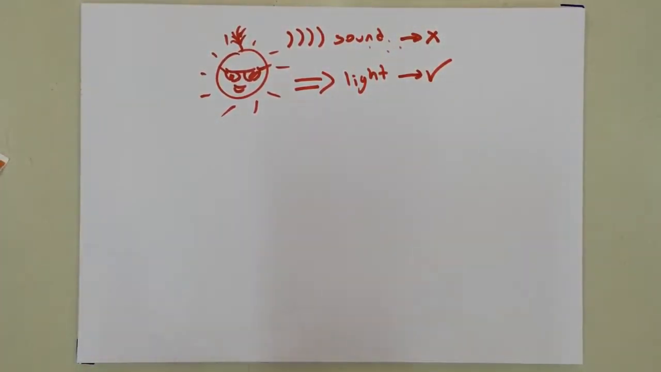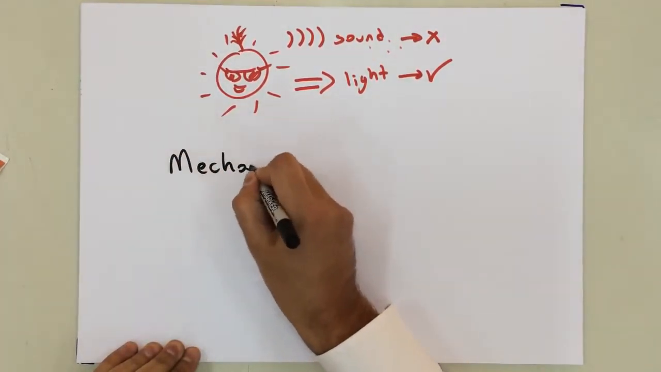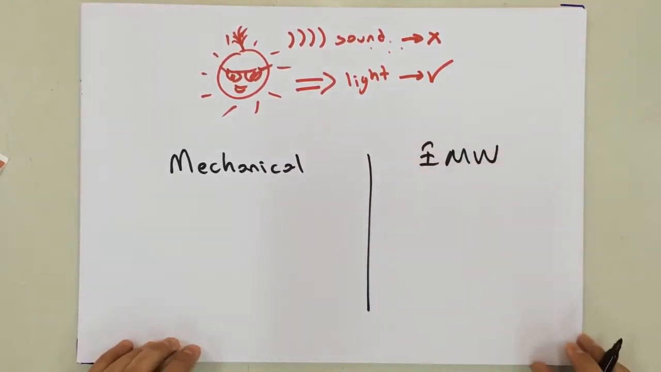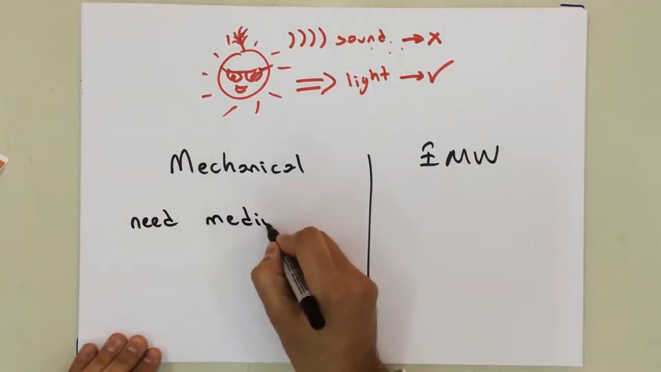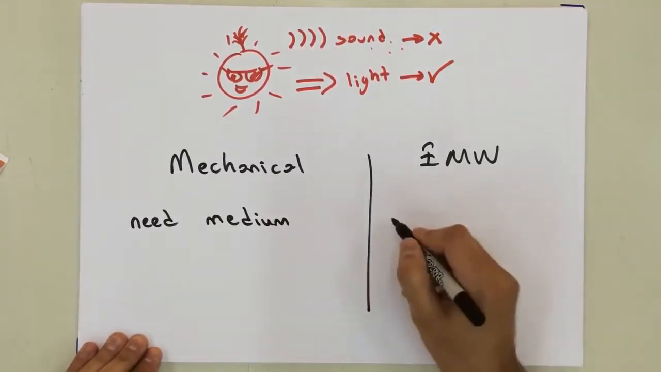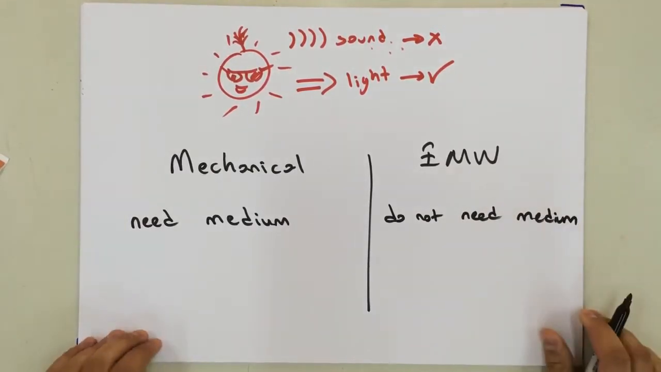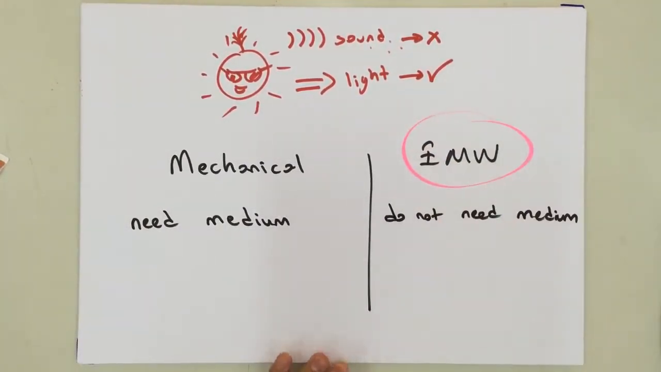Why? This can be explained by, that means sound waves need medium to travel, some waves do not need medium. We can classify waves according to this property in two groups. The first group is mechanical waves, and the second group, electromagnetic waves. Mechanical waves are the waves that need medium to travel. But electromagnetic waves are the waves that do not need medium to travel. In this chapter, we will talk about electromagnetic waves. We will explain them.